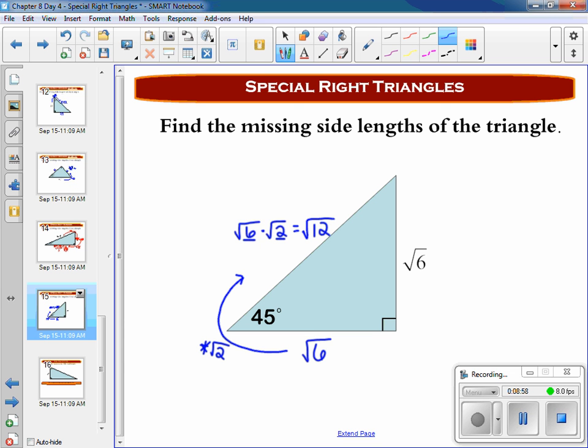So we have to think of our perfect square that goes into 12. You should have gotten the square root of 4 times the square root of 3. The square root of 4 is 2, so our answer is 2 times the square root of 3 for the hypotenuse of that triangle.